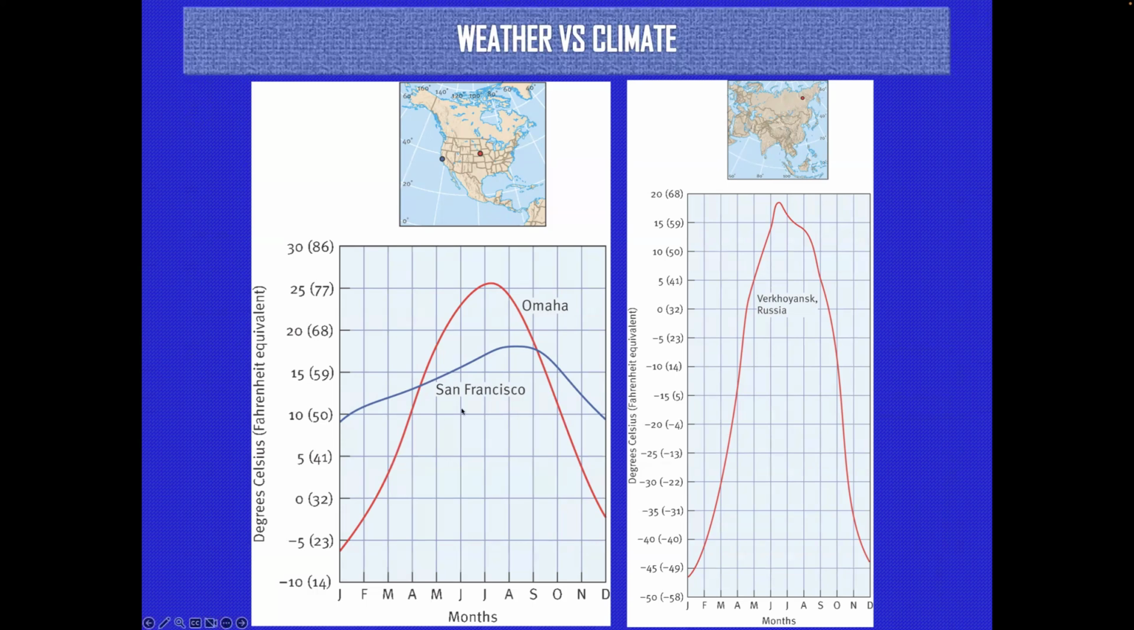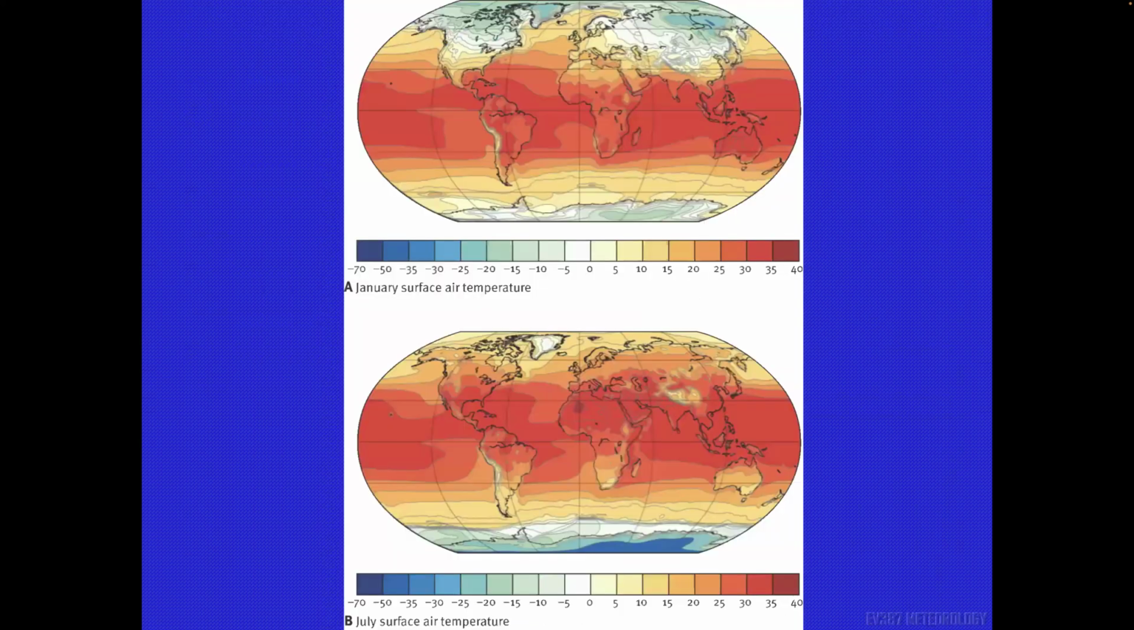Here's a city in Siberia, Verkhoyansk in Russia, way up north, far from the ocean. They get pretty warm in summer, but exceptionally cold in winter. That is the land-water, or the continental-maritime effect. Again, July versus January temperatures.